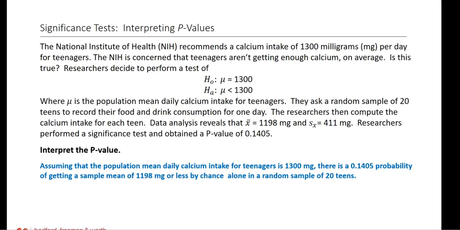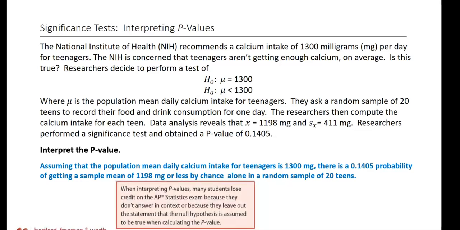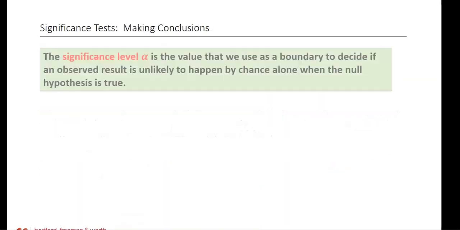We'll talk about how to make a conclusion about the p-value, but similar to what we've done before, 5% is kind of our unusual level. 14%, not that unusual. I don't think we can prove the null wrong here. It doesn't mean that 1,300 is the daily mean intake there, but it means we can't prove it wrong because 14% is not that unusual. They leave out the statement that the null hypothesis is assumed to be true when calculating the p-value. So that's the main error we see there for sure.